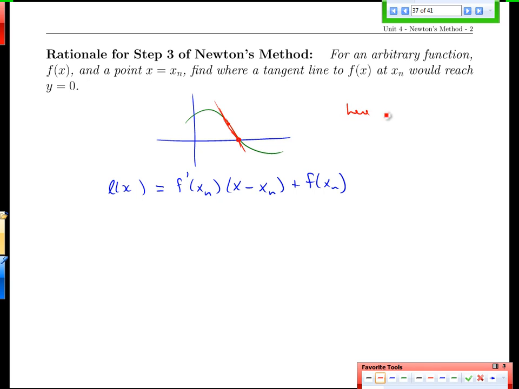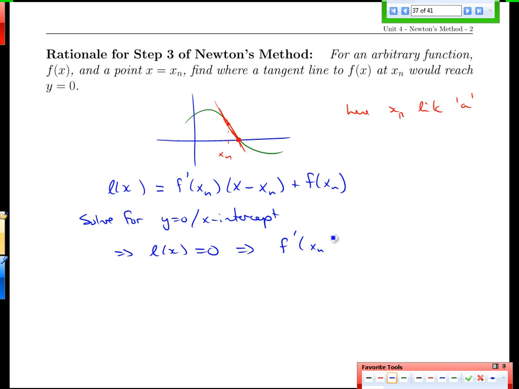And here, xn is like our earlier a value, our fixed point on the graph. So this would be xn, the fixed point on the graph where we're drawing the tangent line. The x is the variable. And what we want to do is solve for y equals 0, or the x-intercept, which means that we need L of x to equal 0, which means that f prime of xn times x minus xn, plus f of xn, is equal to 0.